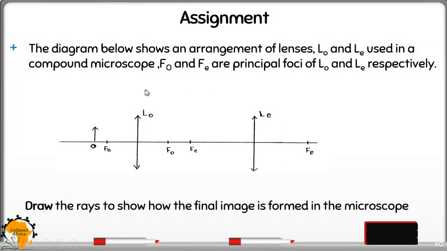From there we have the assignment. In the first question, you are supposed to draw the rays to show how the final image is formed. You have the first lens, we have the object, then from the object this will form an image, then that image will be the object of the second one. So you are supposed to draw using the ray diagrams and be able to get the final image.